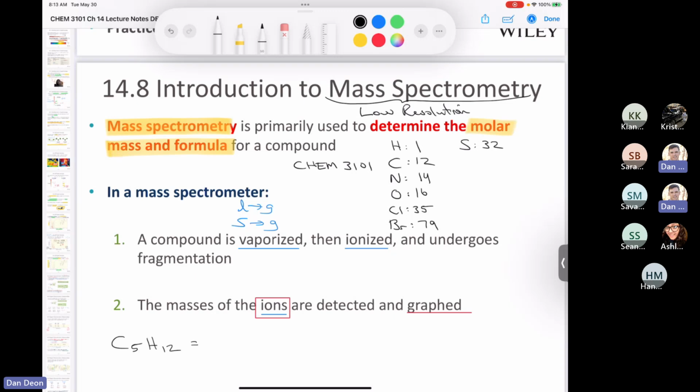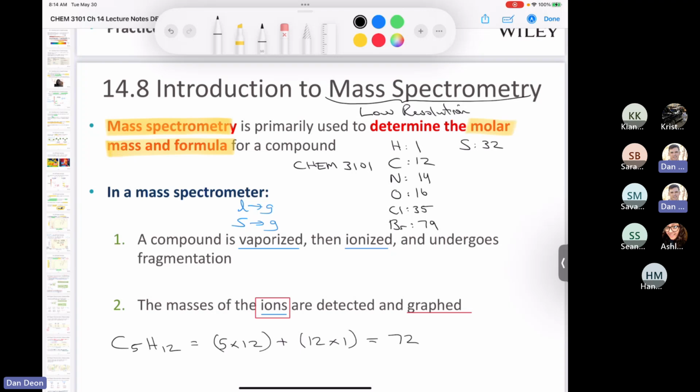C5H12, something like that. So what you would do is ask, what's the mass of this compound? Well, you'd calculate it using these low resolution masses. So you'd say 5 times 12 for the mass of the carbon. So 5 times 12 gives us 60. And then you would add 12 times 1 for the hydrogen. And that would give you a mass of 72. So give me a thumbs up if you follow me on that.